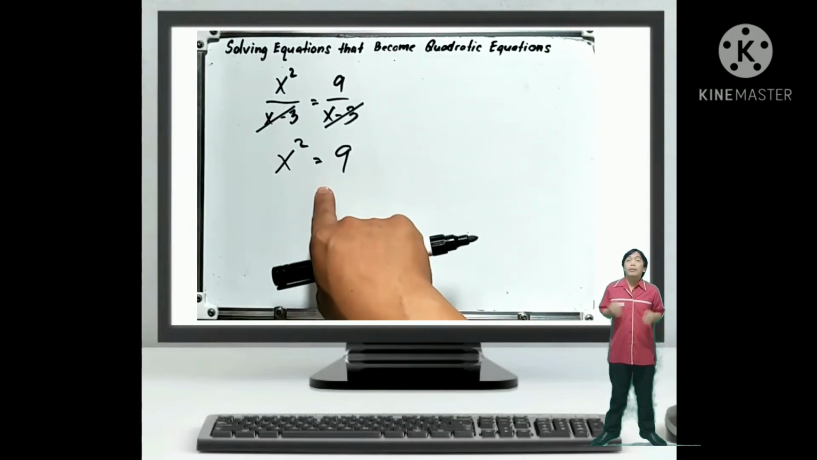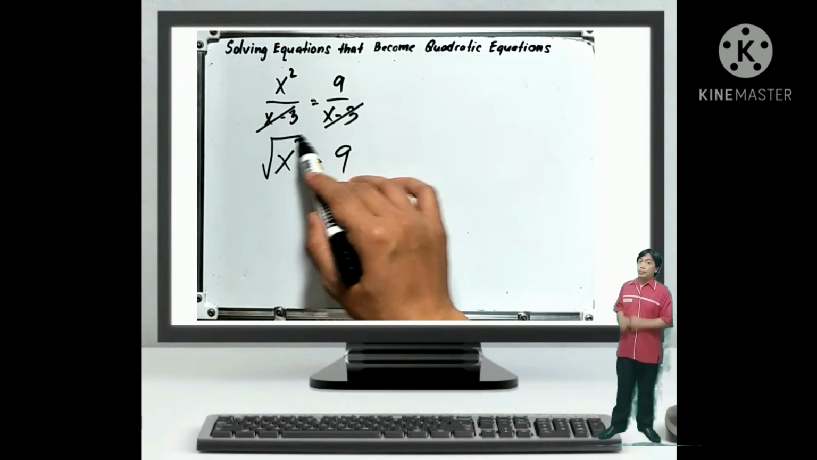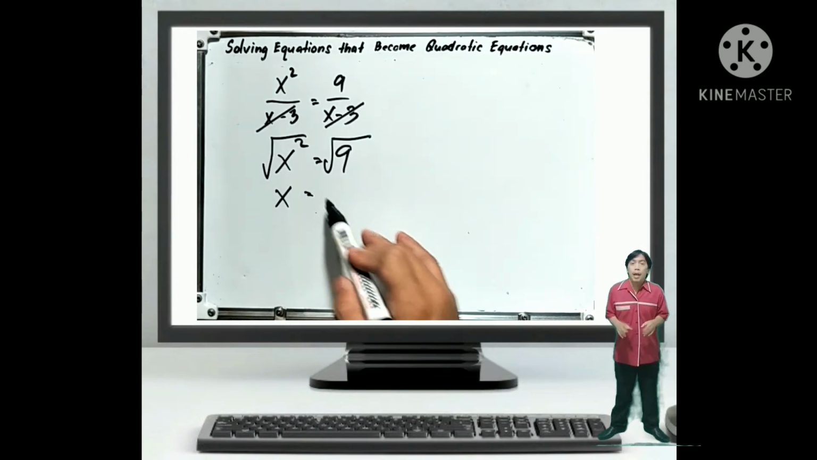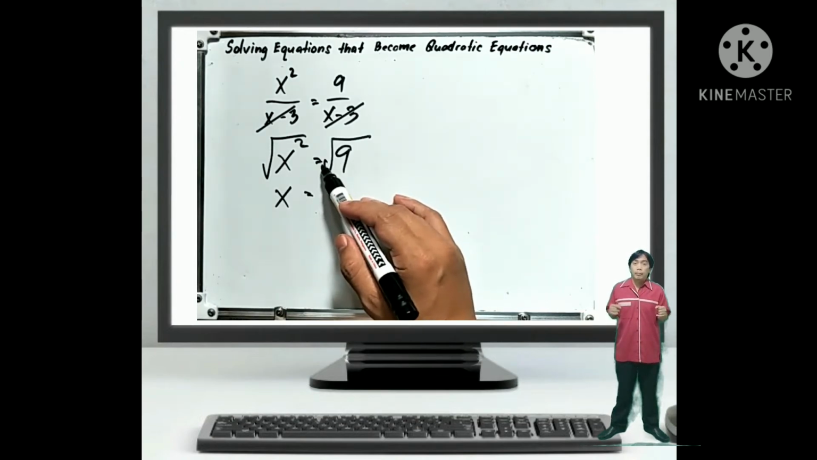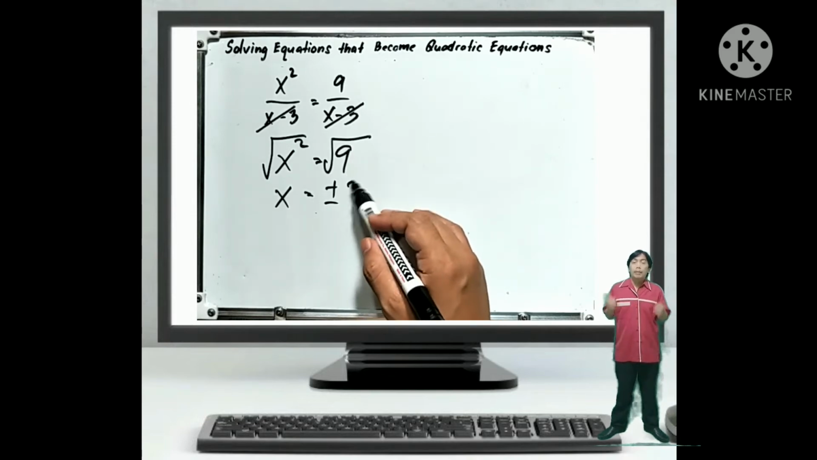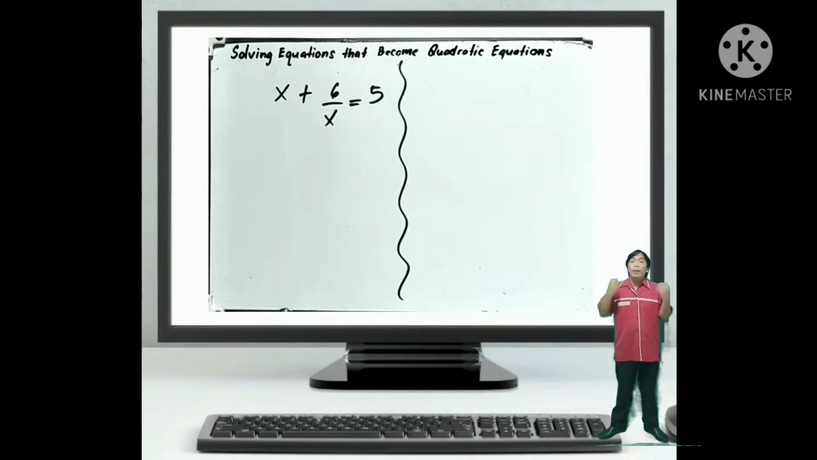Okay, so the method that we are going to use for this is extracting the root. So we will get the square root of both sides. So the square root of x squared is x is equal to, again, do not forget, the square root of any positive number is plus or minus. The square root of 9 is 3. So the roots are positive 3 and negative 3.